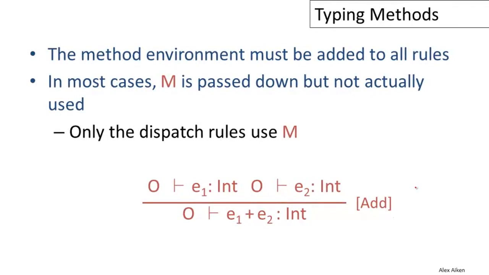The method environment has to be added to all the other type rules in our system. This is really easy to do because only the dispatch rules actually care about what the methods are. All the rest of the rules just pass the method environment along. So what do I mean by that?